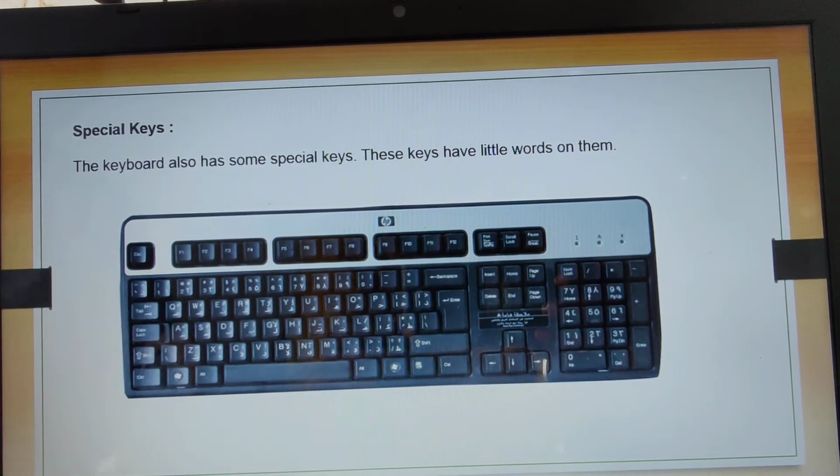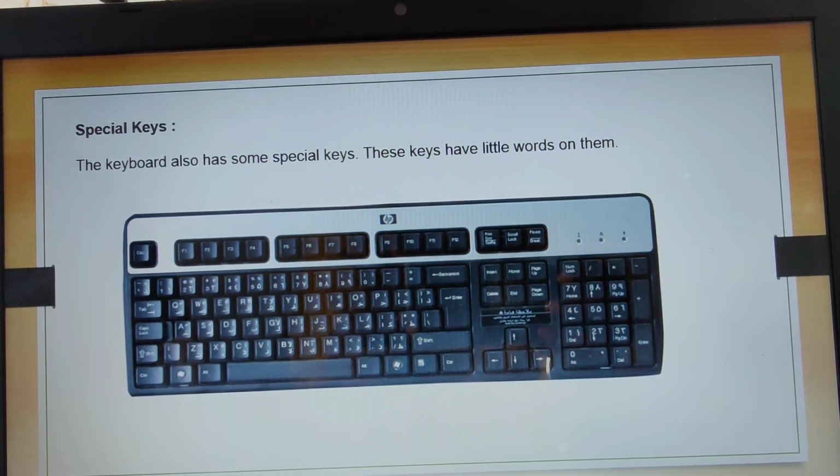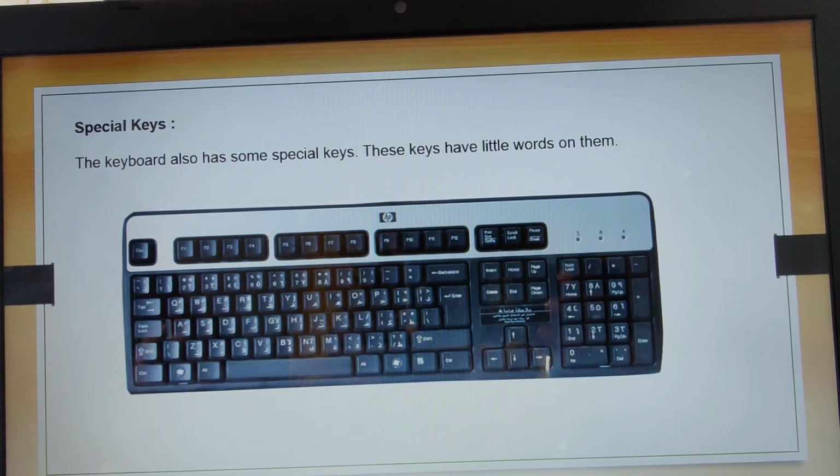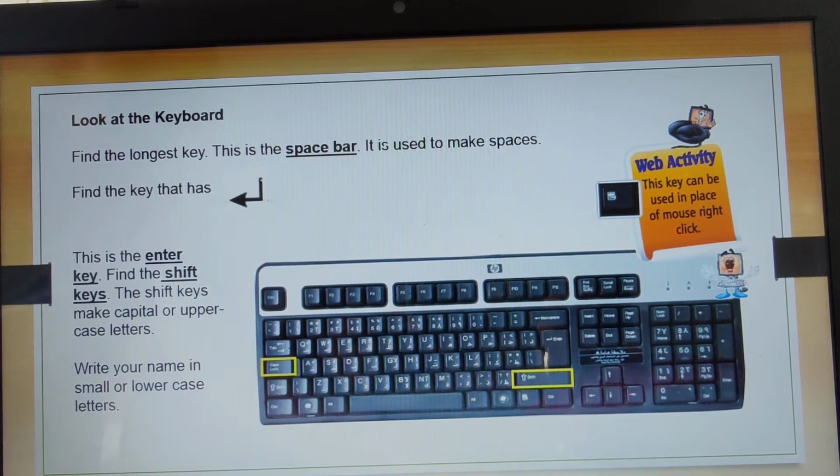Okay, so what does it say? The keyboard also has some special keys. The keys have little words on them. Okay, so very little words are written there, which mean something. Okay, so what are they? Let us go forward and see what these are.